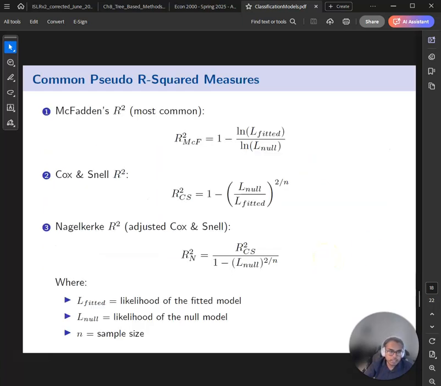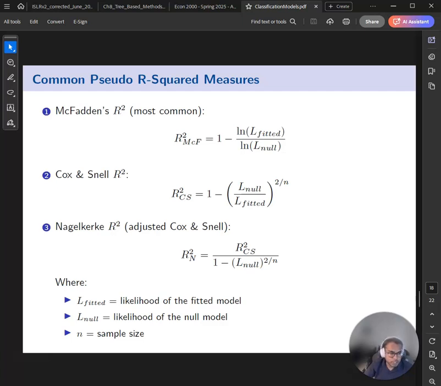And these are the three common measures of pseudo R-squared. First we have McFadden's R-squared, which is probably the most commonly used measure. The formula is 1 minus log of L fitted by log of L null. Essentially, it's comparing the log likelihood of our fitted model to the log likelihood of the null model. The closer this ratio is to 1, the better the model is performing.